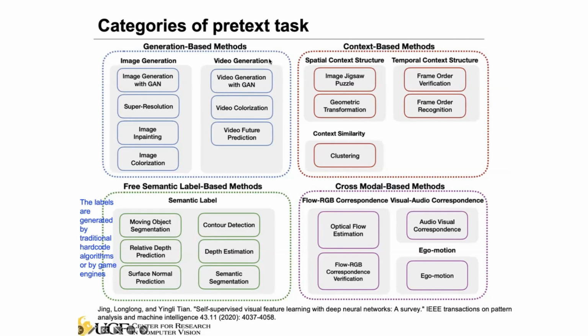For the video case, we can apply similar techniques, using video generation with GAN and video colorization. Also, because video is spatial-temporal data, we can use future frame prediction: based on the current observation of the video, predict maybe the next 10 or 30 frames. These are categorized as generation-based methods. Based on these generation tasks, hopefully the network is able to learn a meaningful representation.